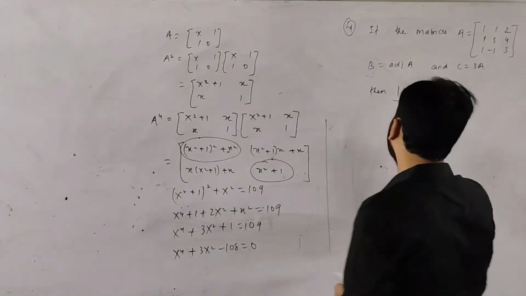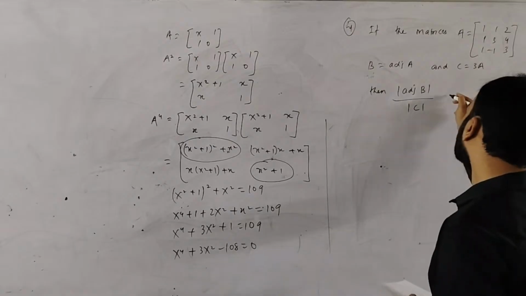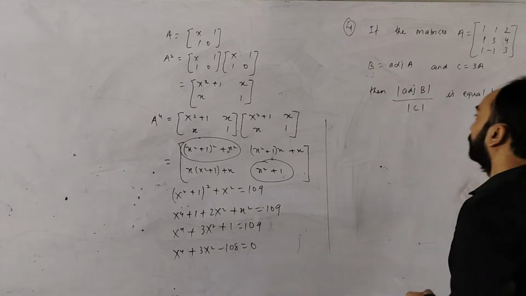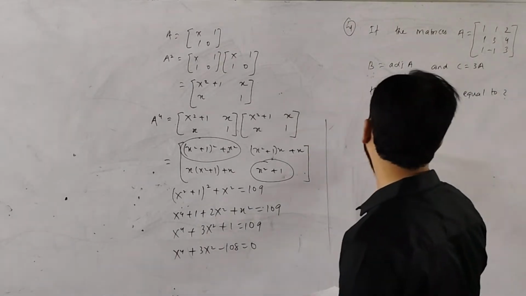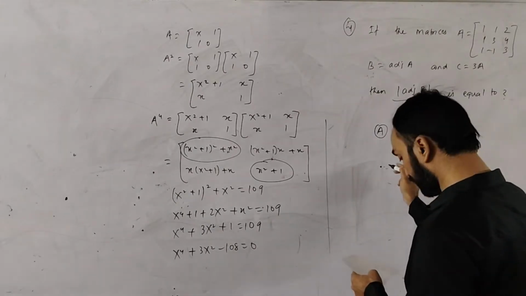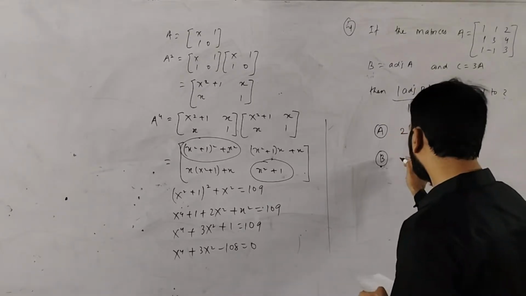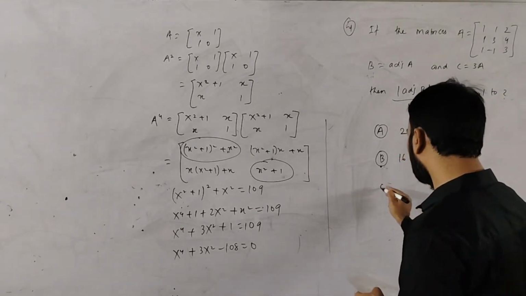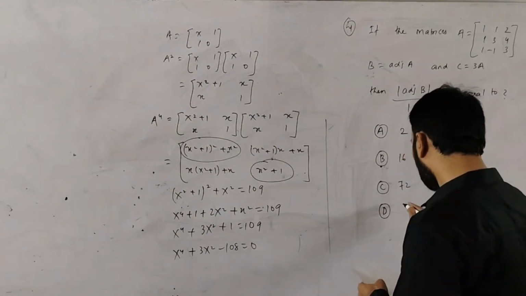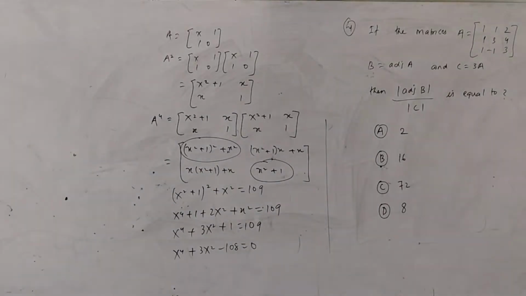Then we have to find the det of adjoint of B divided by the det of C. So basically we have to find the det of adjoint B divided by the det of C. Option A is given as 2, option B is given as 16, option C is given as 72, and option D is given as 8. Correct? Just see how we can proceed.